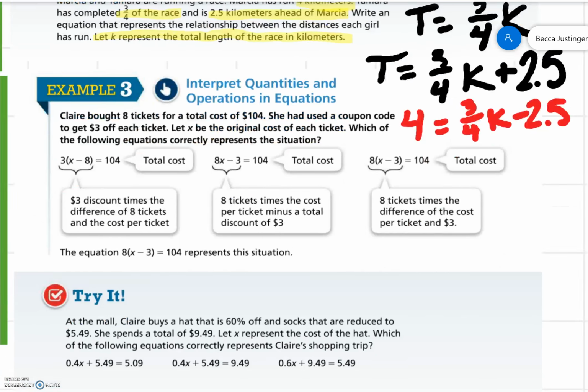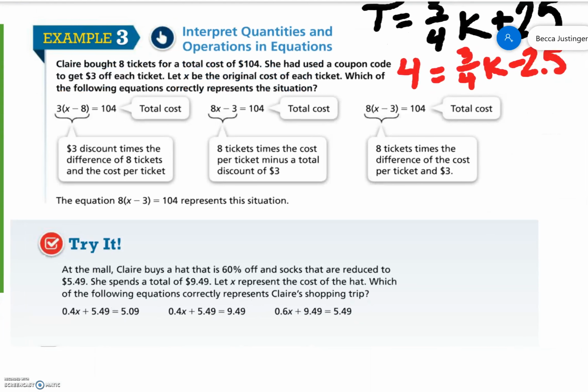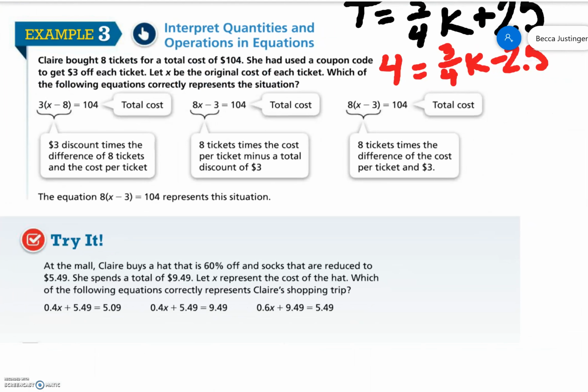Okay. Example 3. Interpret quantities and operations in equations. Claire bought 8 tickets for a total cost of $104. She had used a coupon code to get $3 off each ticket. Let X be the original cost of each ticket. Which of the following equations correctly represents the situation?